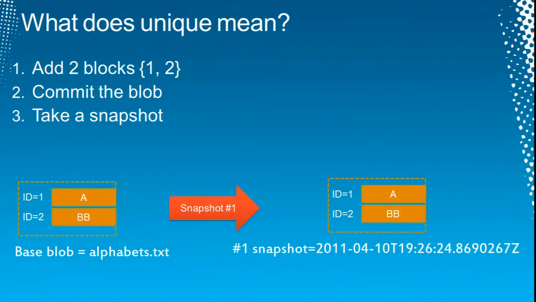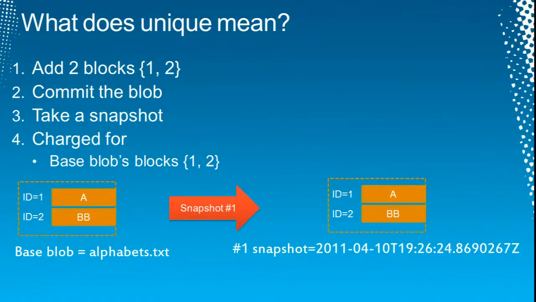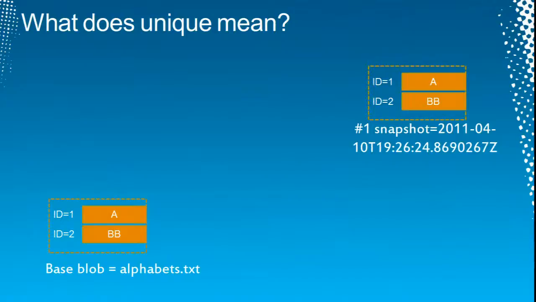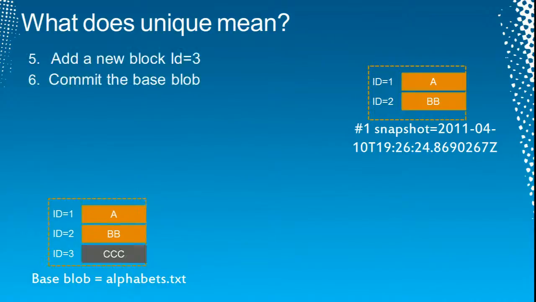So alphabets.txt ? This is your address for that version. So this is the time which you see when the snapshot was taken. And what you're charged for is only the 2 blocks because they are unique. The snapshot is free. So I started off with 1 snapshot and a base blob.